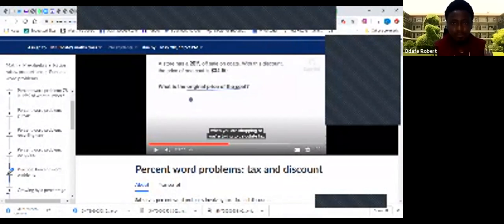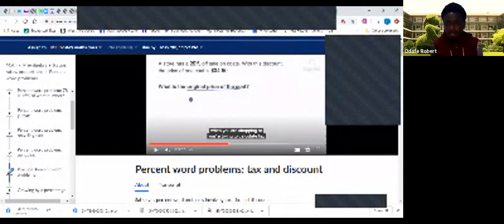So it says a store has a 25% off sale on coats. With this discount, the price of one coat is $34.50. What is the original price of the coat? So you try this question.